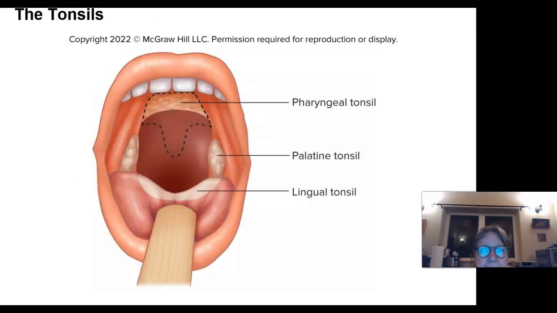And here's another picture. You can see your palatine tonsils. Way at the top in the back is your pharyngeal, and then the back of your tongue. That's why when you press down on the tongue and say ah, you feel like you're gagging.